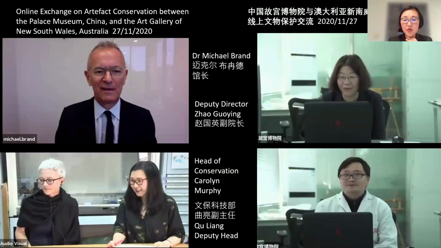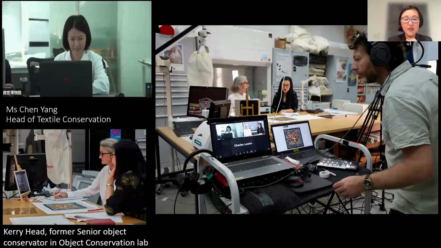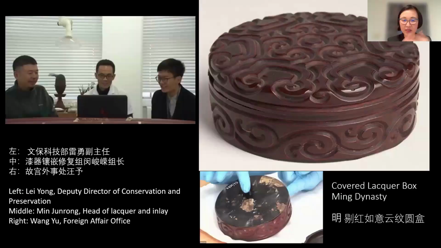But we didn't give up. So we actually did, which I think is also a pioneer, the conservation over Zoom. So this is our former colleague, Carrie. She's a specialist in textile. Here she is discussing how to conserve this textile rank badge with the experts at the Palace Museum. Over Zoom, we talked about the problem, and then they suggested that way. So this is about lacquerware. This was quite helpful.